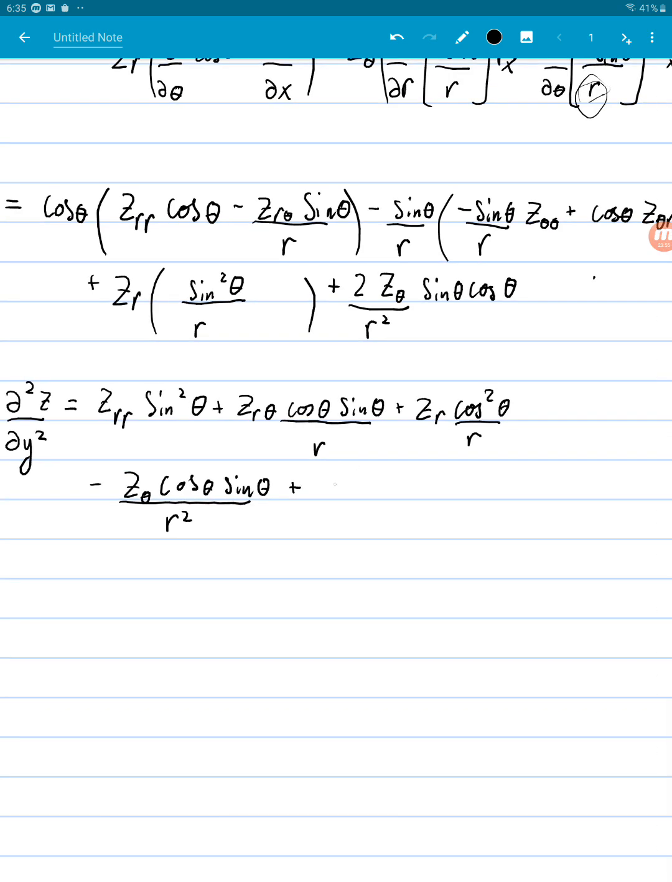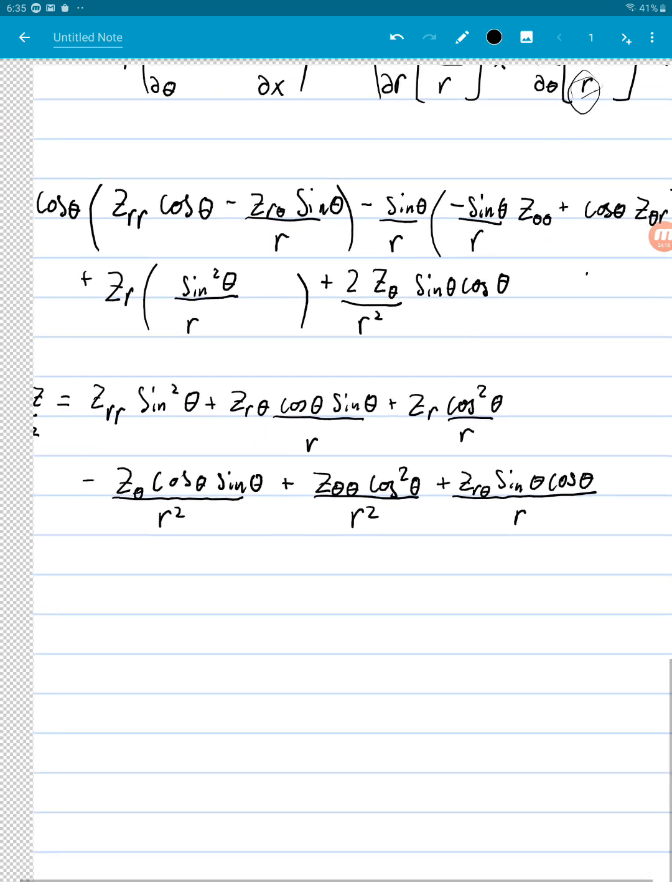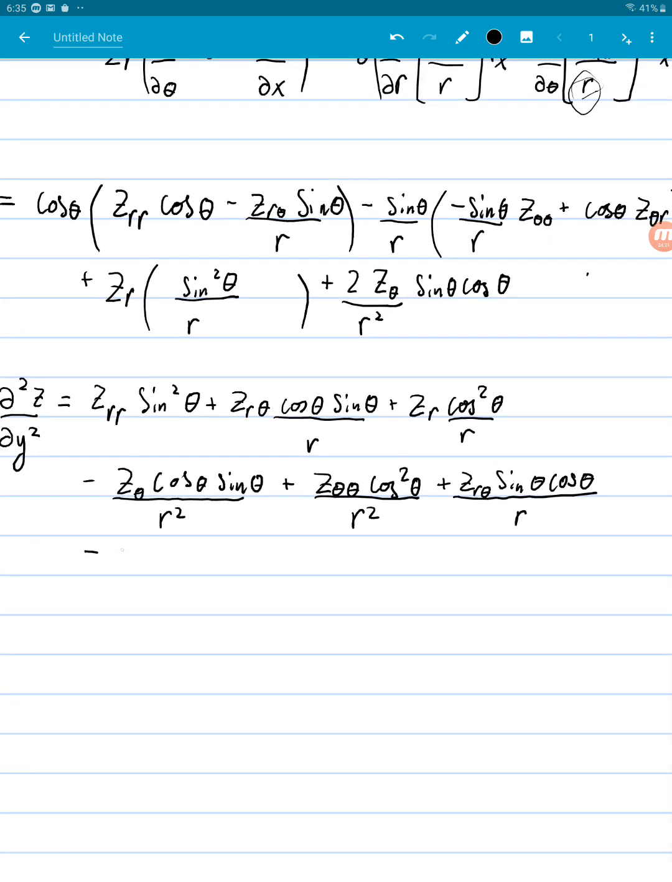plus z sub theta theta cos squared theta over r squared plus zr theta sine theta cos theta over r minus z theta cos theta sine theta over r squared.